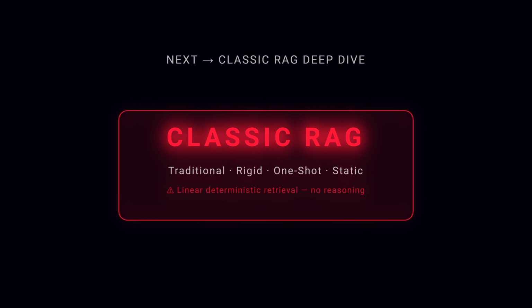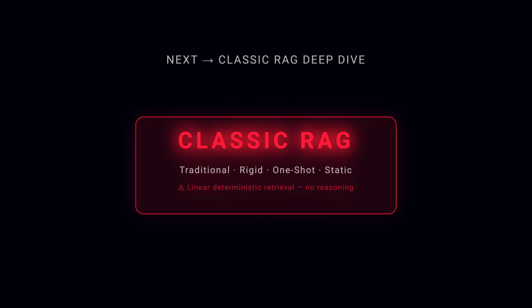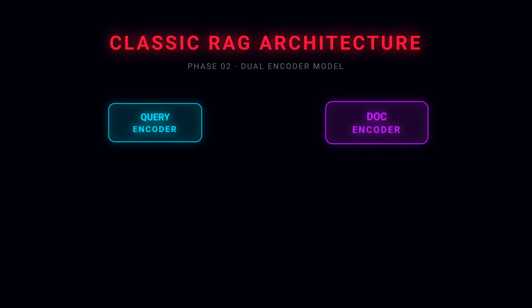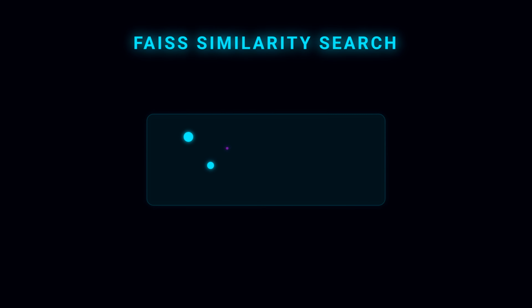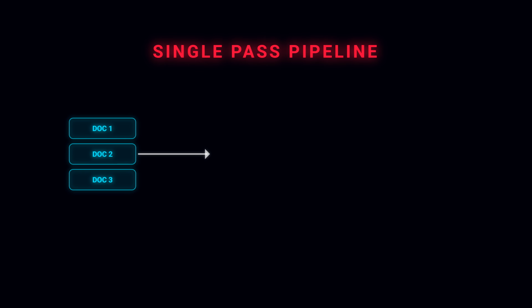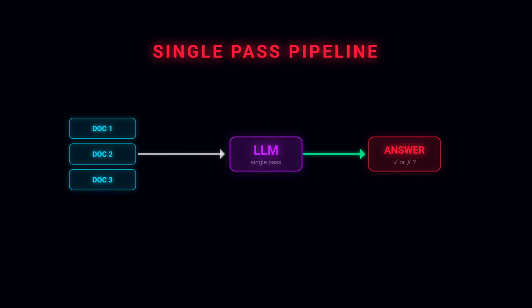Traditional systems operate as a rigid, one-shot retrieval mechanism, involving a dual encoder architecture, where encoders map text to a shared high-dimensional vector space, using similarity search libraries like FAISS. It assumes a single query maps perfectly to this space, that top documents contain the entire answer, and that the language model can synthesize this in a single pass.